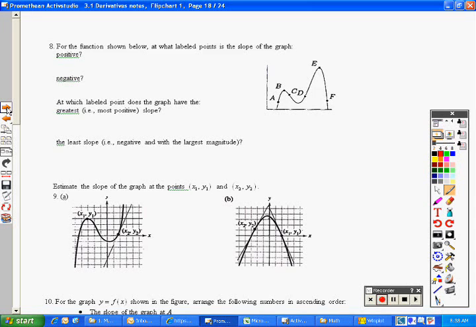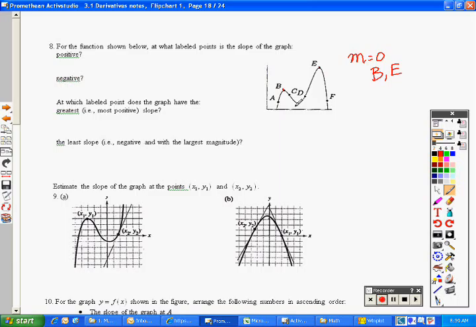In class, so here's number 8. For the function below, at what labeled points is the slope of the graph positive? Okay, first of all, I want to identify all the ones where the slope is 0. So the slope equals 0 for B and E because those are maximum values. If we had a point down here, the slope would be 0 here as well.